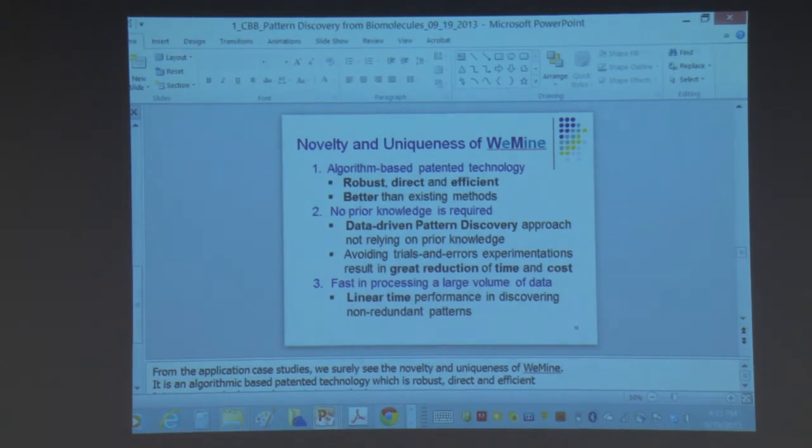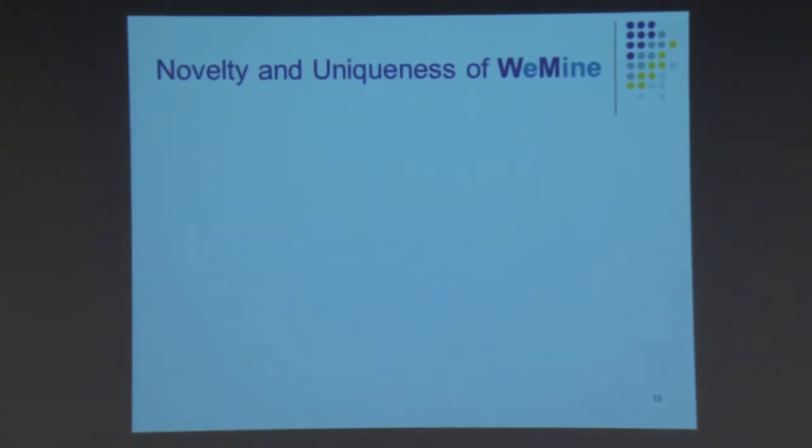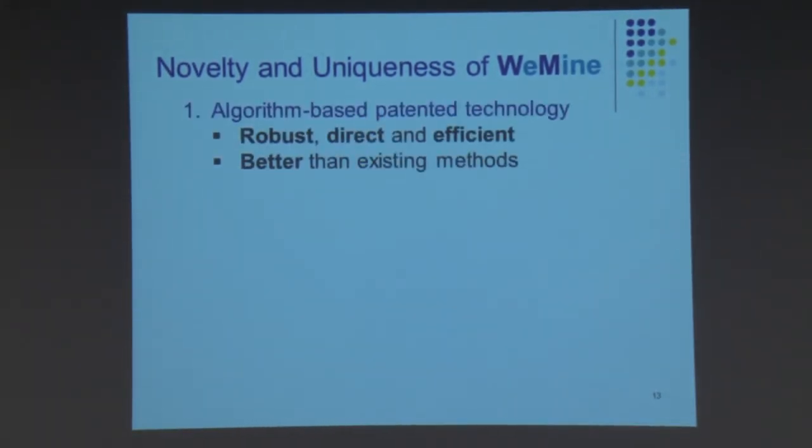Now, to conclude, it is lawful and unique, right? We are algorithm-based, no ad hoc, robust, direct, efficient, and based on statistics. So when we talk about patterns, those are 1 out of a billion chance; it cannot be random. Better than existing methods, and fast.